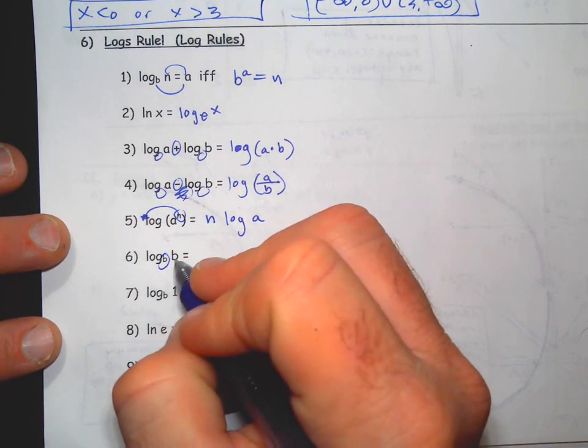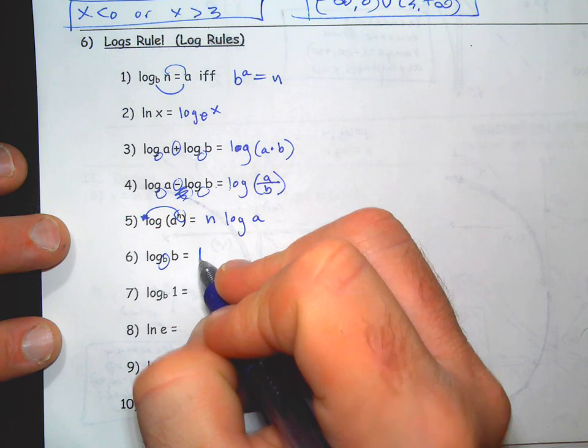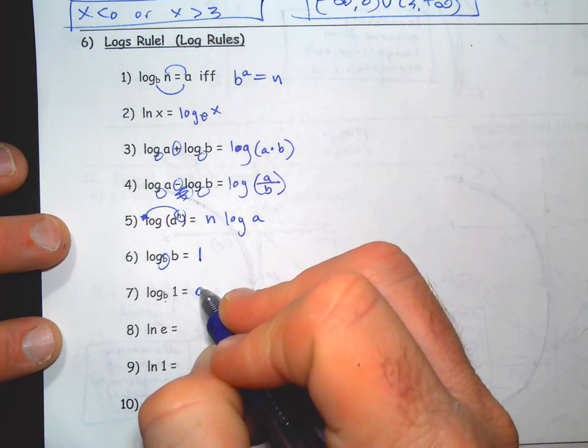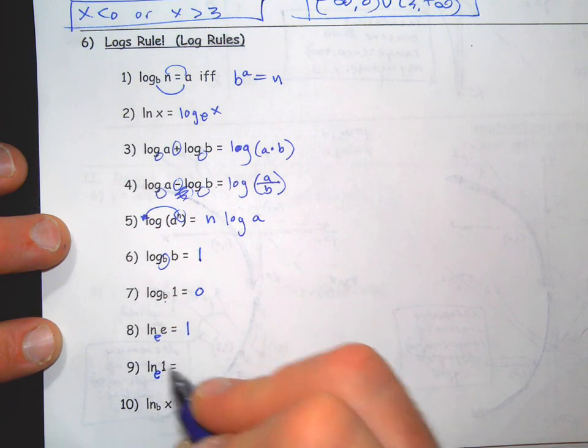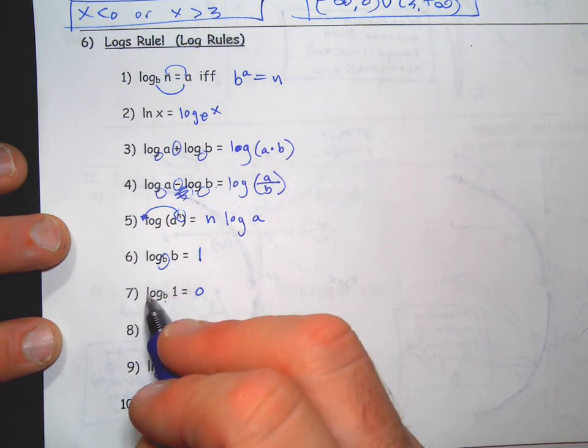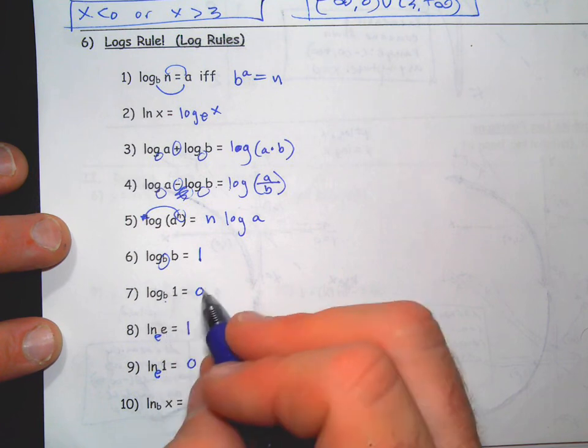What do you raise b to get b? 1. What do you raise b to get 1? 0. What do you raise e to get e? 1. What do you raise e to get 1? 0. Anytime you have log of any base of 1, it's always going to be 0.